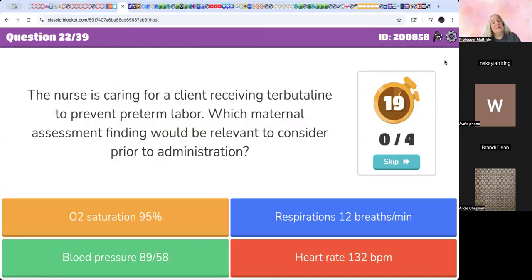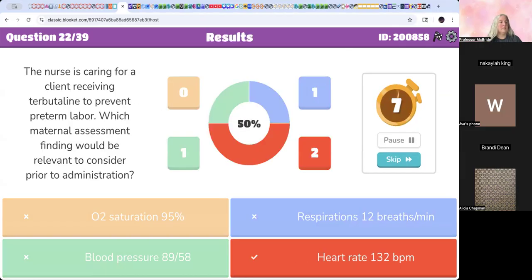The nurse is caring for a client receiving terbutaline to prevent preterm labor. Which maternal assessment finding would be relevant to consider prior to administration of terbutaline? Terbutaline causes tachycardia. So if she's already tachycardic, we probably want to notify the provider before we administer the medication.